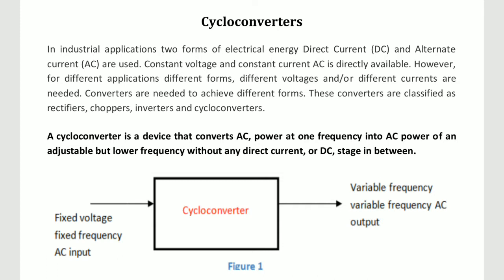So one can see one basic block diagram of a cycloconverter, that is at the input a fixed voltage, fixed frequency AC input is given. Then the cycloconverter will step up or step down the input frequency as the application needs. So at the output we are getting an AC waveform, but it will have variable frequency. It may be step up frequency or step down frequency. So please remember, this is the basic function of a cycloconverter, which is a frequency converter, and which is also a type of power device used in power electronics.